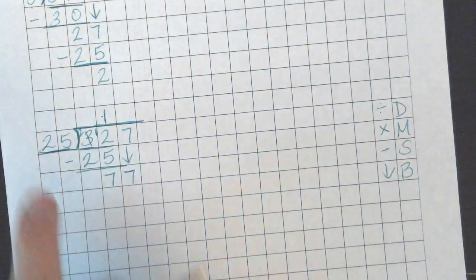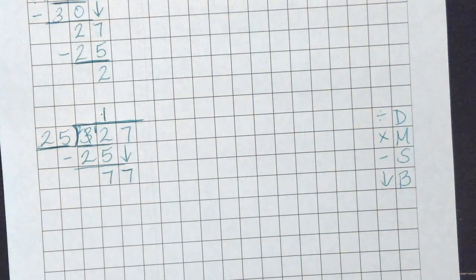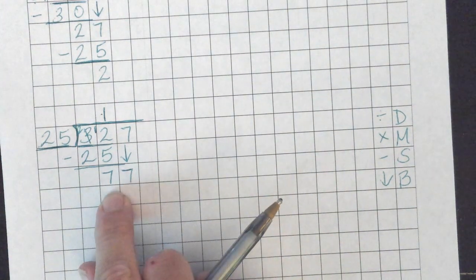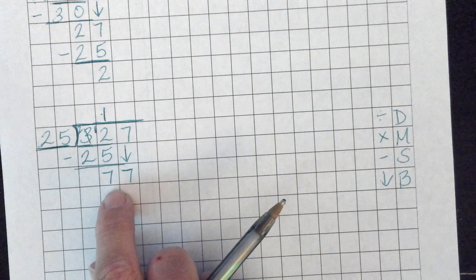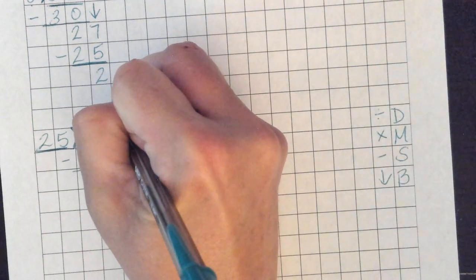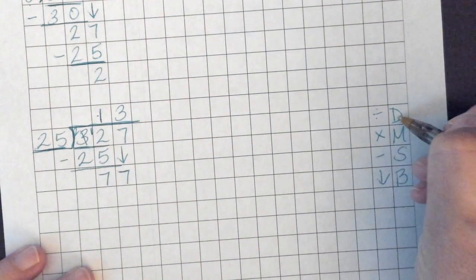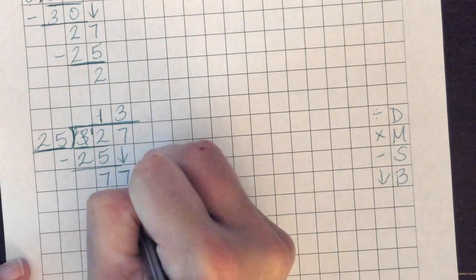So 25 is a nice number because most of us can think about multiplying by 25 or counting by 25s because we think about quarters. 25, 50, 75, $1. And I know that 75 is pretty close to 77, and I know that 3/4 is 75 cents. So I know that 3 times 25 equals 75. So I've divided. Now I multiply.